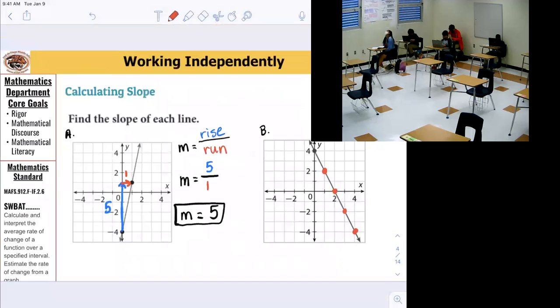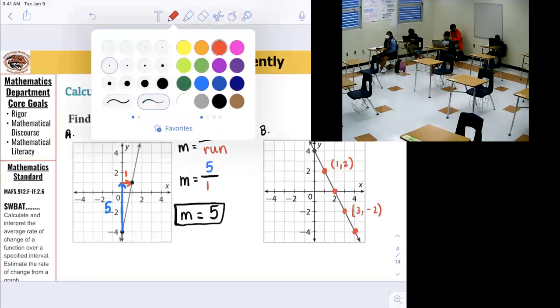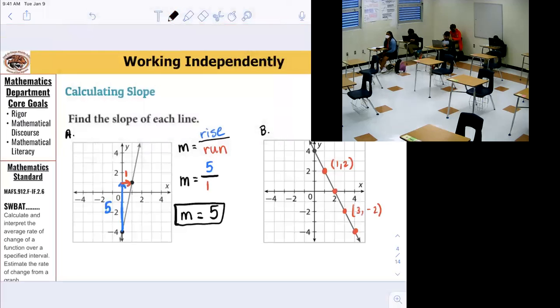So I've got a few options, and I'm gonna go with 1 comma 2 because I like that one. And I also like this one, 3 comma negative 2. So those are the 2 points I'm gonna use. Remember, you can use whichever 2 points you want because no matter what you choose, you'll always get the same exact answer. Since it's a straight line, that slope is not gonna change. So I have 1 comma 2 and 3 comma negative 2. All right, now I'm gonna plug that all in.